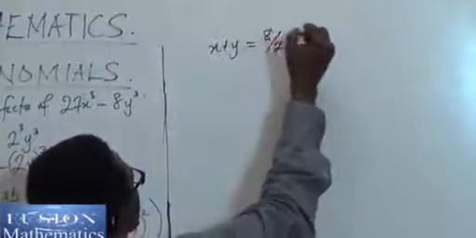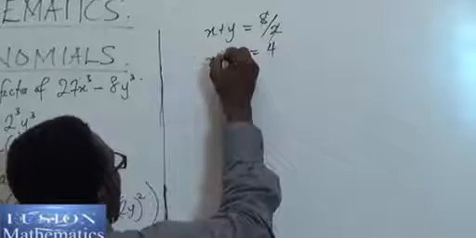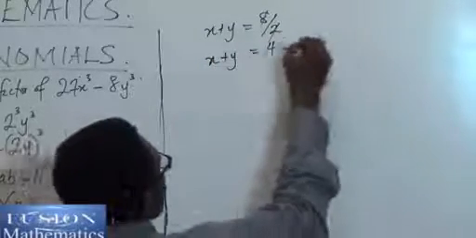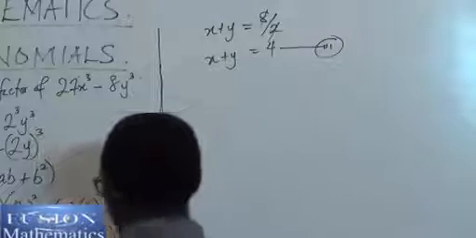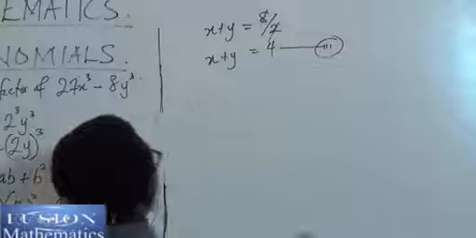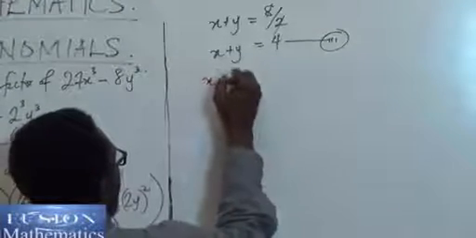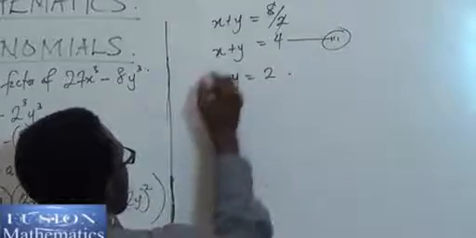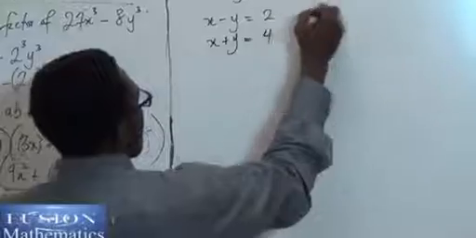8 goes in, 2 goes in 8 will give us 4. So this will be x plus y equals 4. Equation 3, let's call it that. So let's combine equation 1 and equation 2. That is, equation 1 being x minus y equals 2, and equation 3, x plus y equals 4.